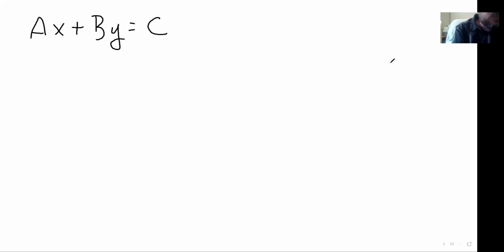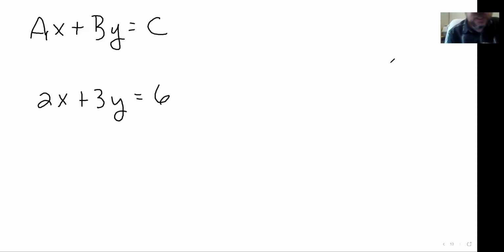Let's just take 2x plus 3y equals 6. There's a nice line. By the way, this thing that I'm about to show you is completely optional. You don't have to do this. I like it. I think it's easier than transforming into slope-intercept form, but if you want to skip this, it's fine.